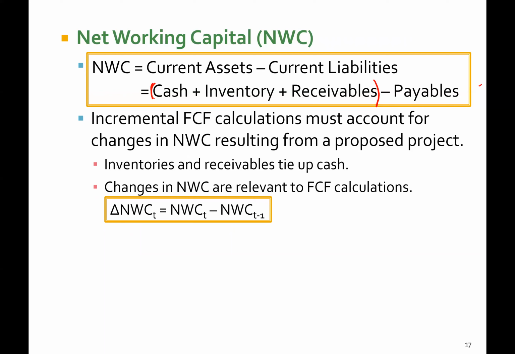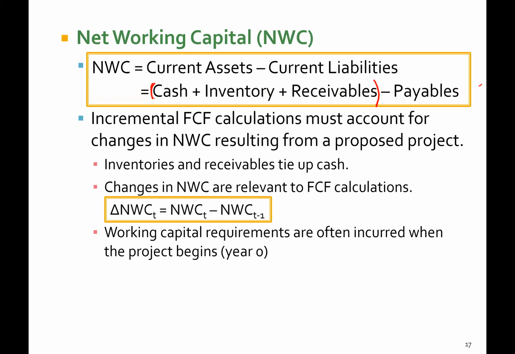And so here we have the change in net working capital as being the net working capital for whatever particular year we're looking at, year T, minus the net working capital from the previous year, year T minus 1. So note that working capital requirements are often incurred when the project begins. That'll give us a year zero cash flow that is not incorporated in our analysis unless we actually put these working capital requirements in place.